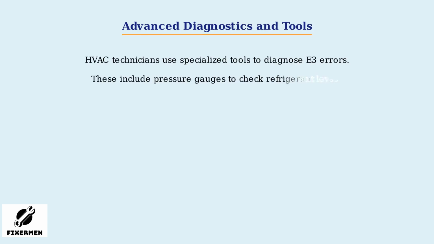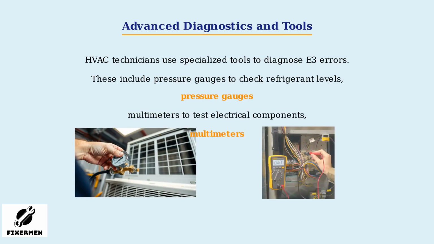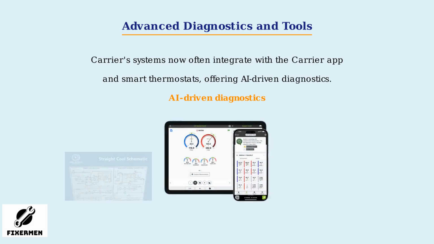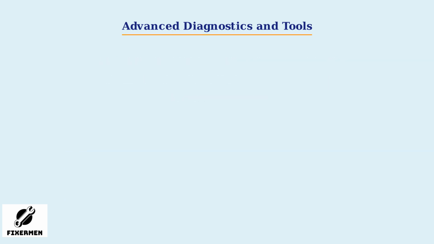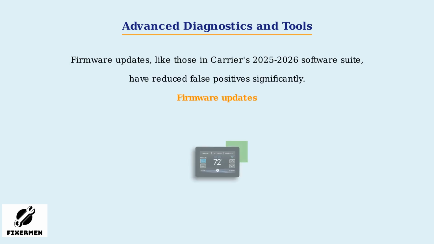HVAC technicians use specialized tools to diagnose E3 errors. These include pressure gauges to check refrigerant levels, multimeters to test electrical components, and diagnostic software to read error codes and sensor data. Carrier systems now often integrate with the Carrier app and smart thermostats, offering AI-driven diagnostics. Firmware updates, like those in Carrier's 2025-2026 software suite, have reduced false positives significantly.